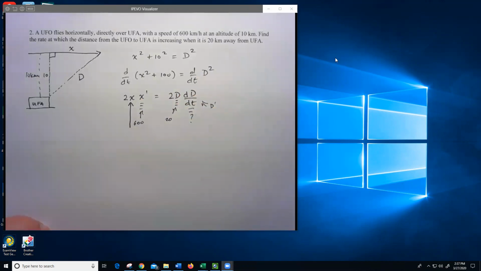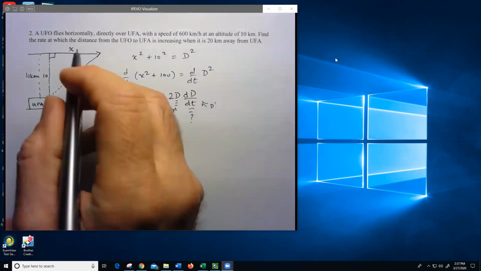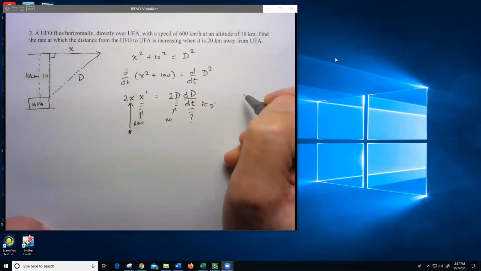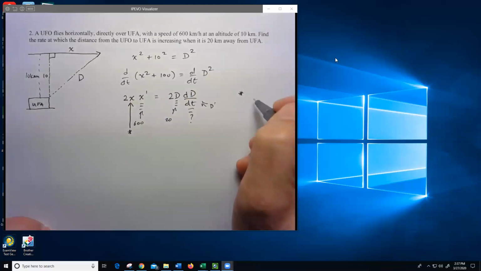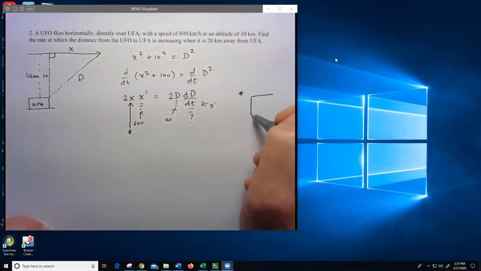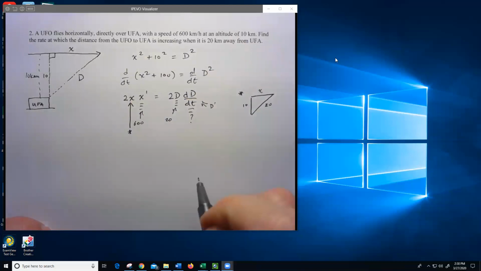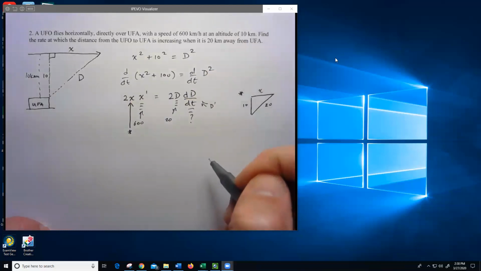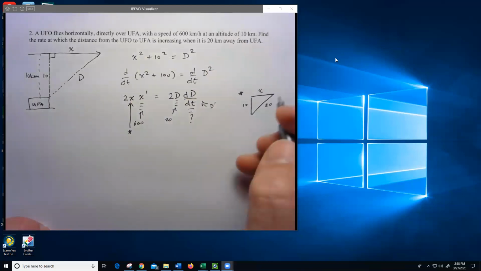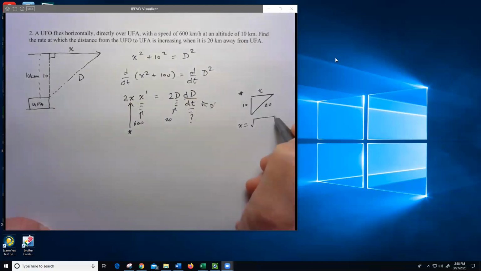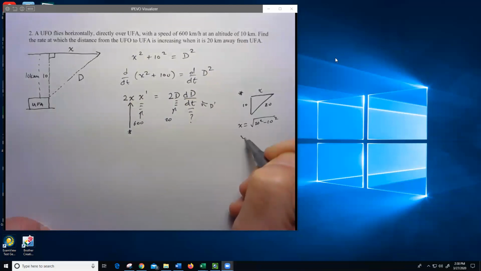There you go. Now I'm looking for this x value at a particular moment in time. So I can calculate that, because I'm given that d is equal to 20. I know that this is equal to 10, and I'm just looking for that particular x value. So x is equal to the square root of 20 squared minus 10 squared. What is that equal to? That looks like the square root of 400 minus 100, 300.